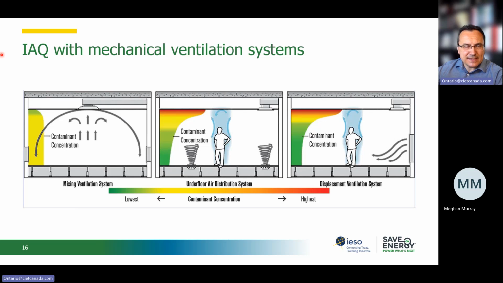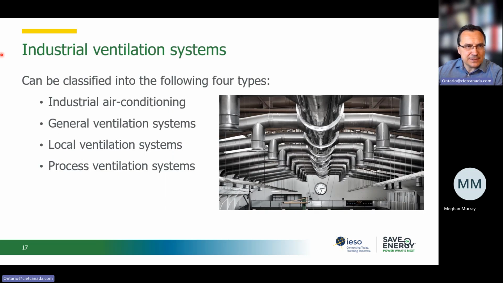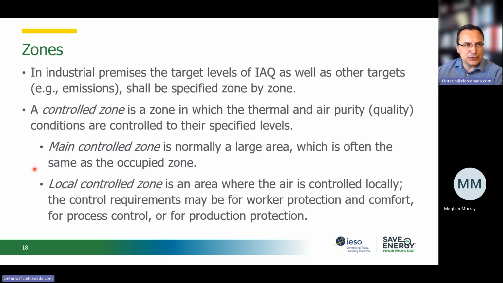So for industrial ventilation systems, we can approach them in four major categories. Industrial air conditioning for comfort of the occupants. We look at general ventilation systems or local ventilation systems if possible, as well as process ventilation systems addressing specific phases of the process. In order to better design an HVAC system in an industrial facility, we need to keep in mind that zoning is very important.